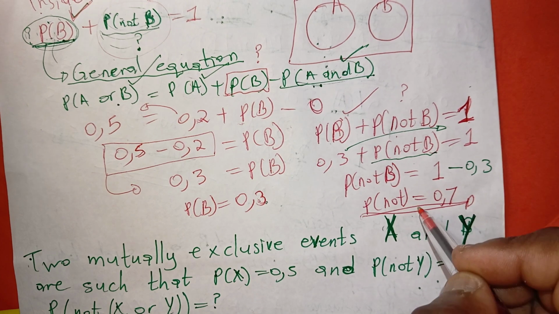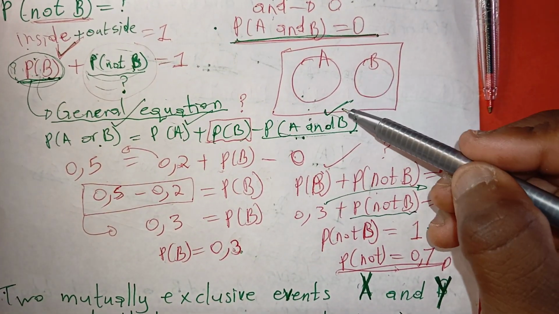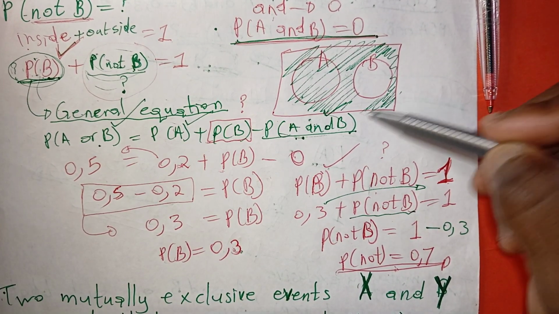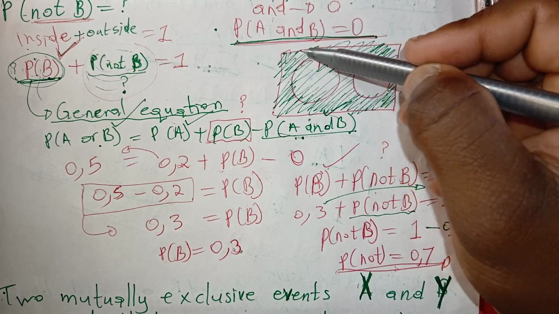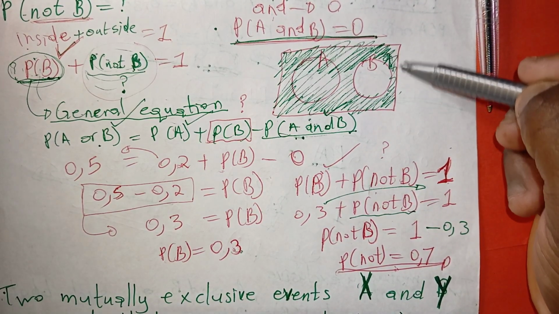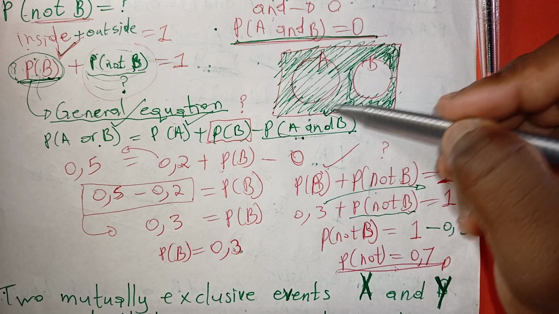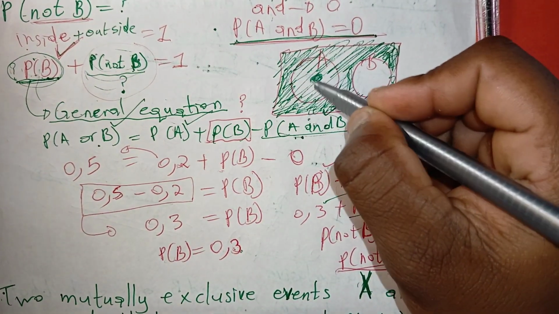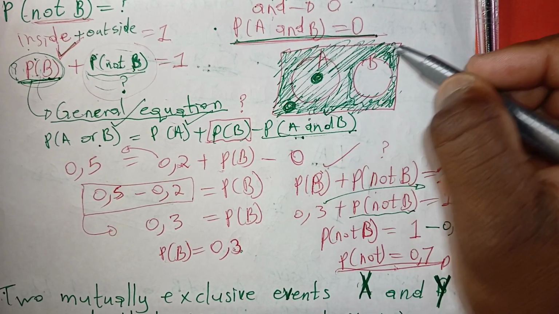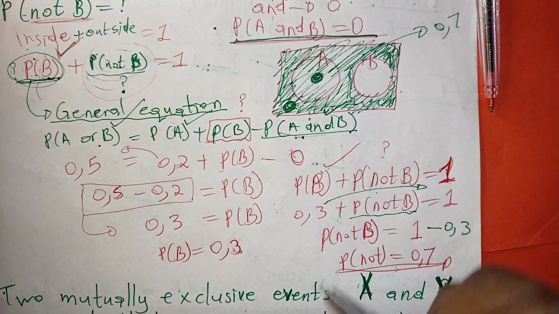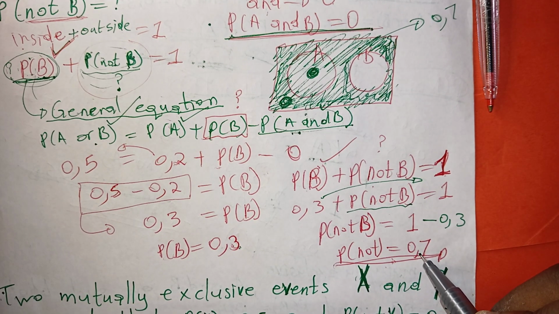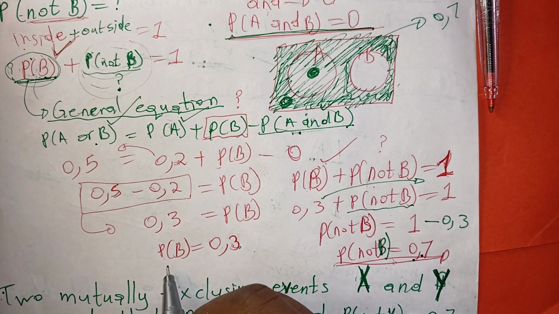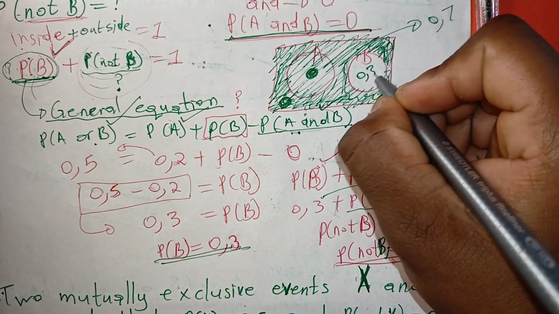And now what does this thing mean to you? It means this thing is outside. What does it include? Everything which is outside B. Everything here. You see the way I shade? I'm shading outside from B because it's not B. So this part which is here and this one which is here, when I combine them, it gives me 0.7. Because I solved it, it's not B. And B now is 0.3.